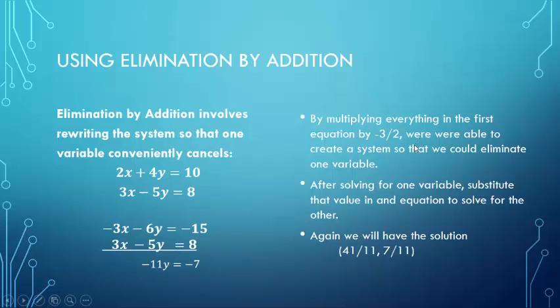So just to summarize what I've done, this method is called elimination by addition. I've conveniently rewritten the system. I took the first equation and multiplied by -3/2. The reason I chose to multiply by -3/2 is because that would give me a -3 in front of the x on the top row. That way, when I added the two rows together, I would get an equation that just had y.